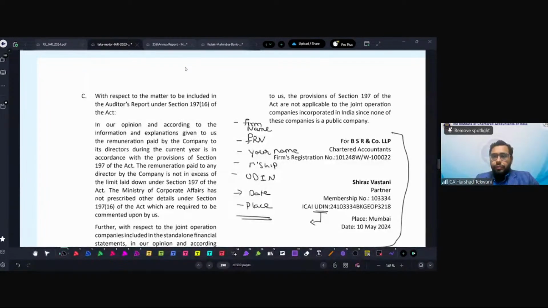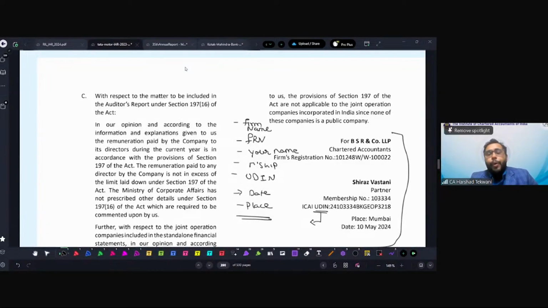Any other doubt? Any other doubt? Okay. If no other doubt, then this was the standard audit report that we saw. If you don't have any doubt, then I have a doubt.